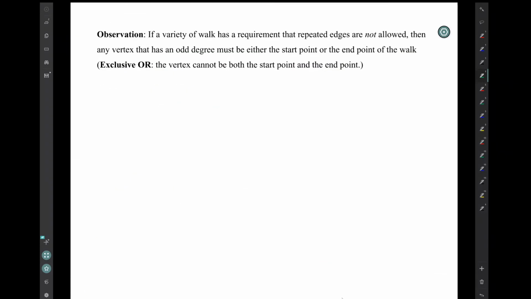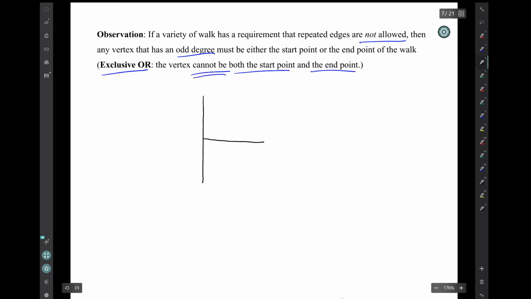Let's notice this one thing. If a variety of walk has a requirement that repeated edges are not allowed, then any vertex that has an odd degree must either be the start point or the end point of the walk. That's an exclusive OR. That is, the vertex cannot be both the start point and the end point. Let me draw what I'm talking about.